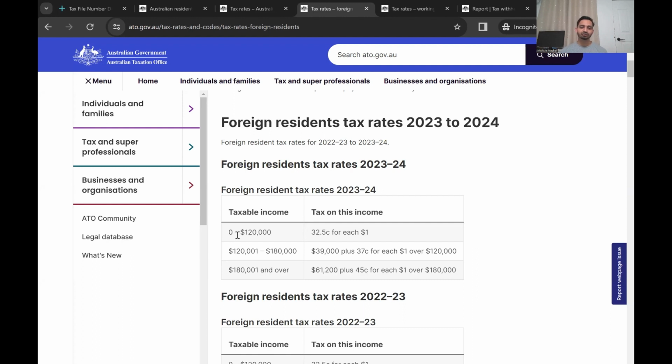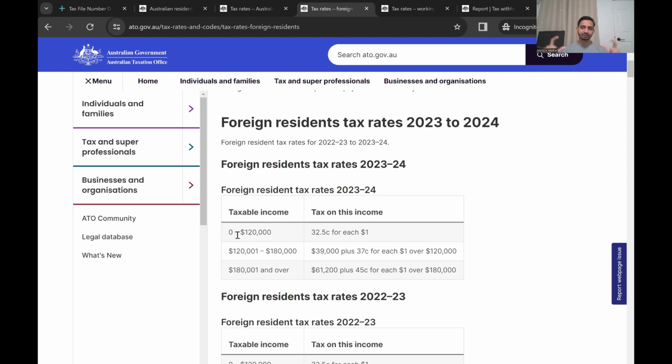From 0 to 120,000, your tax rate is 32.5%. And that's what was happening to my student. He was getting taxed 32.5% on the 18,200 that he was making yearly, or 350 on a weekly basis. So that's 114 tax that was getting deducted from his pay, because he ticked the wrong box. He ticked the foreign resident box.